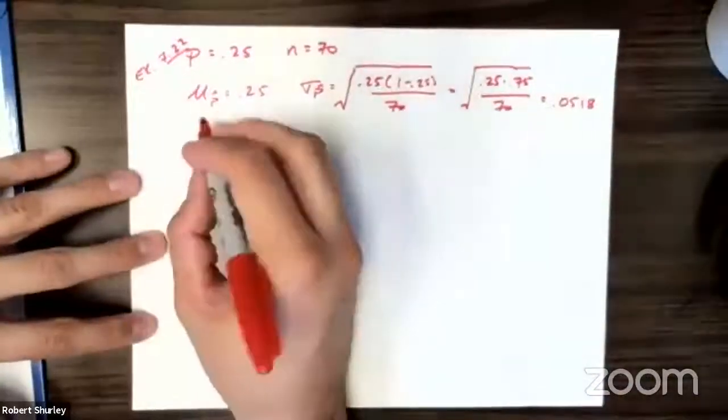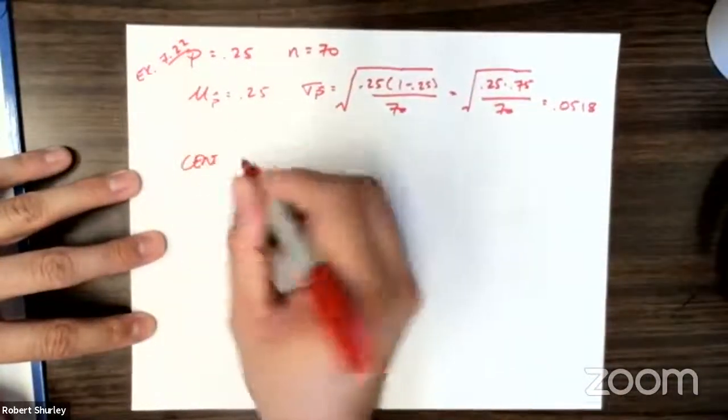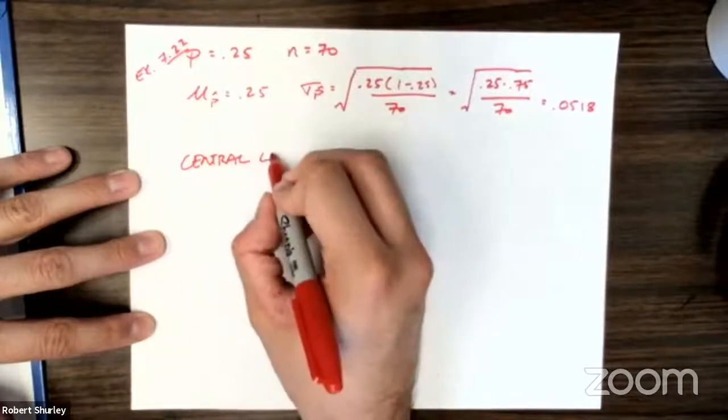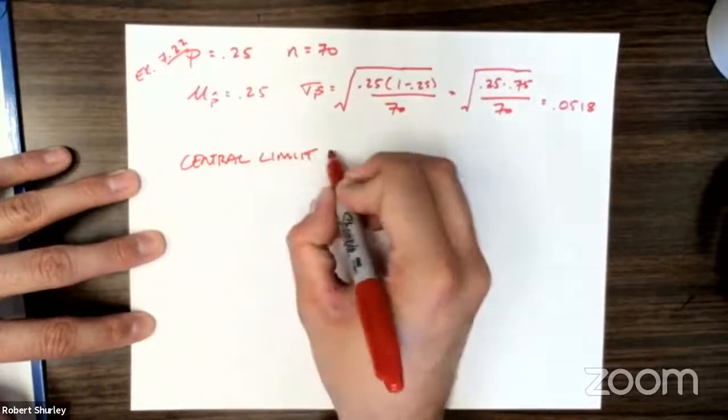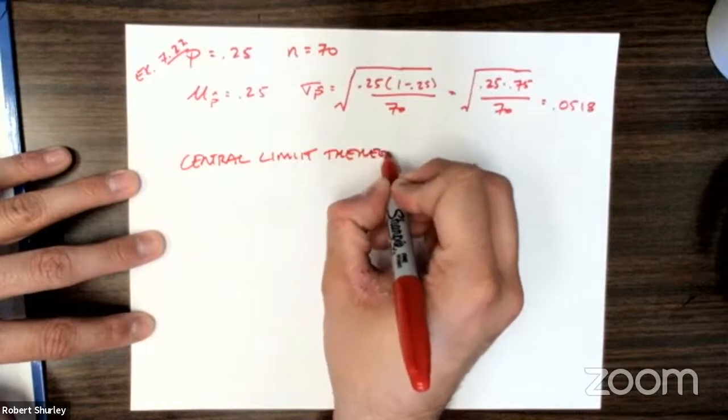I'm going to write this down while you're going. Now we've got this, the central limit theorem, which we talked about before, but now we have the central limit theorem with proportions.